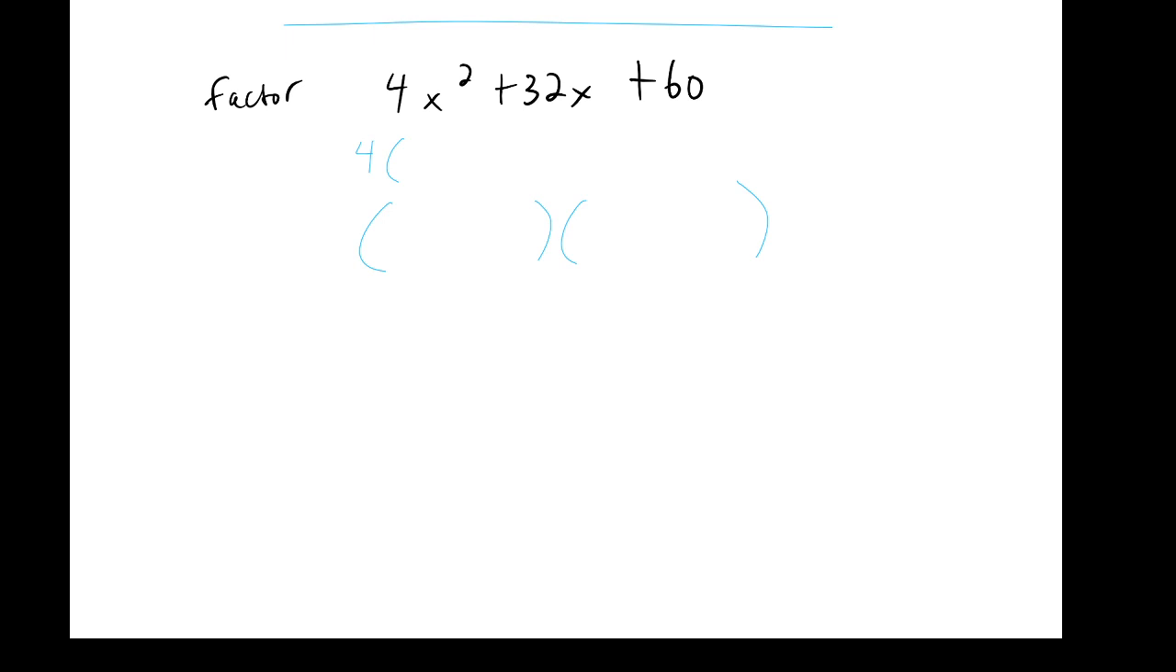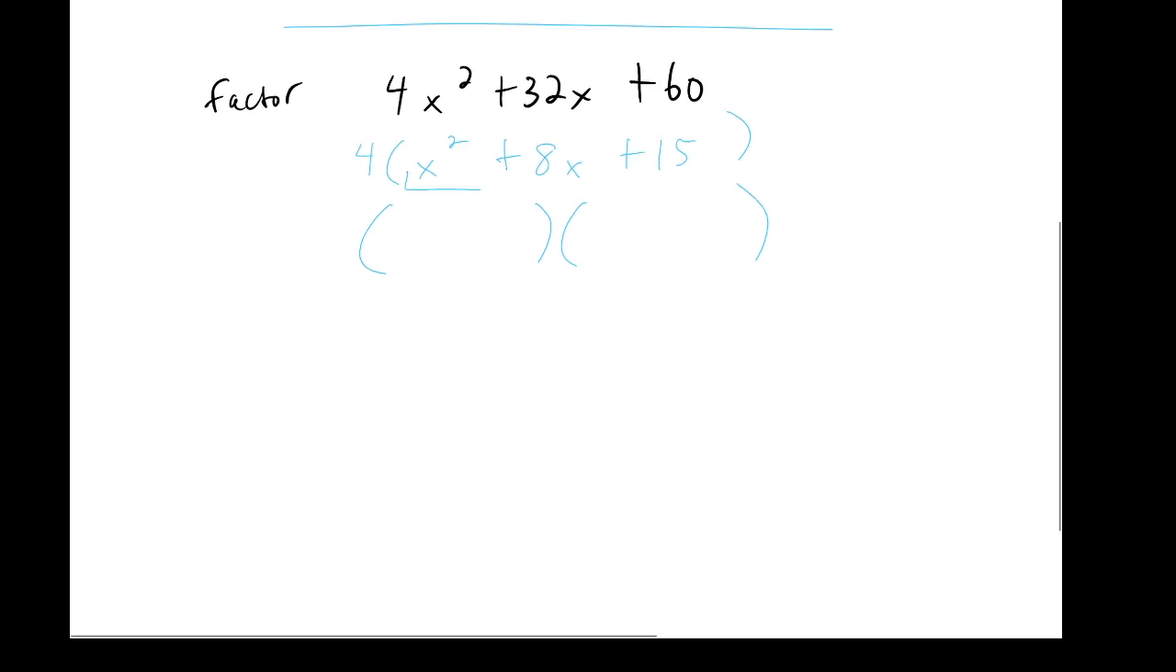Rather than making it 2 binomials, I'm just going to take the entire trinomial. I'm going to first take a 4 out of the 4x squared, which is going to leave me with x squared. I'm going to have 32, and I divide by 4, that's going to leave me with an 8x. And then I have 60, which I divide by 4, and that's going to leave me with 15. And I can now factor this.